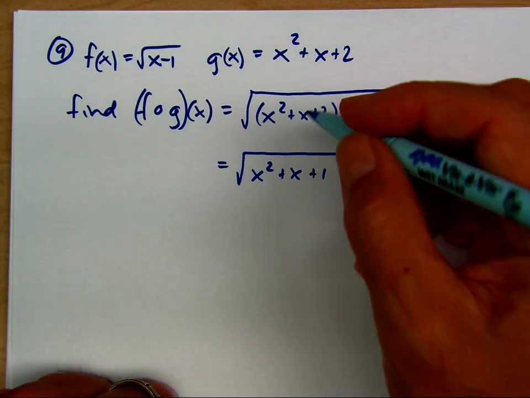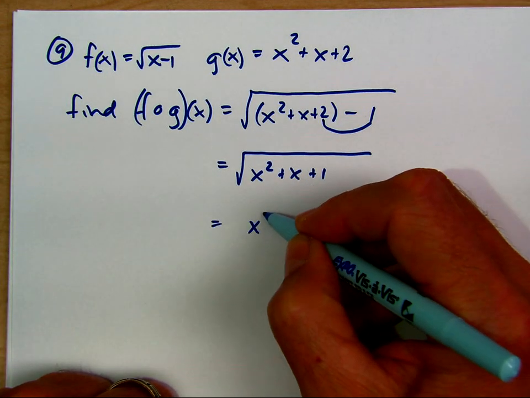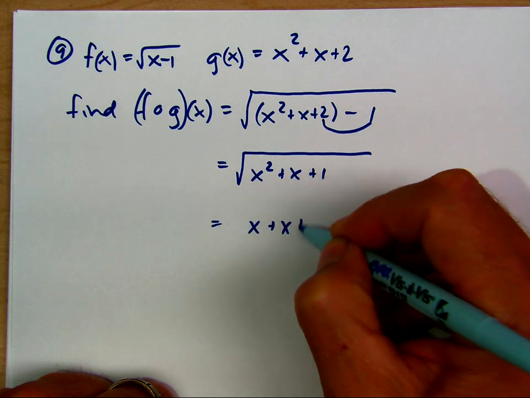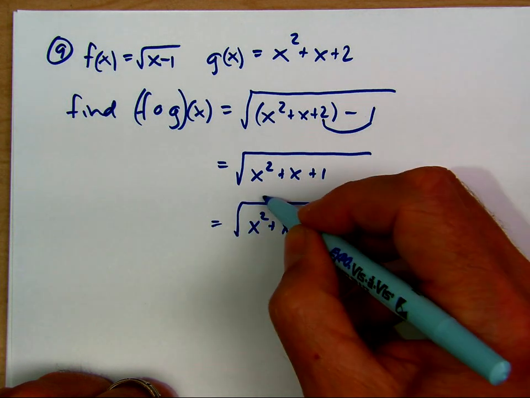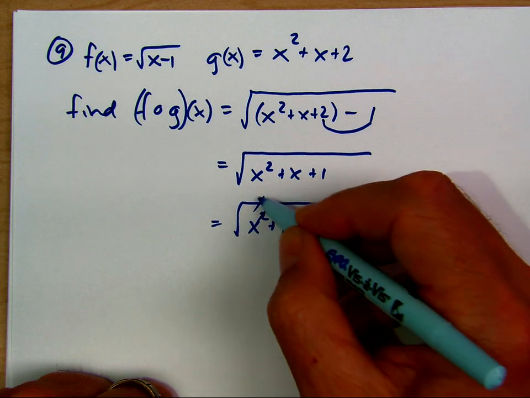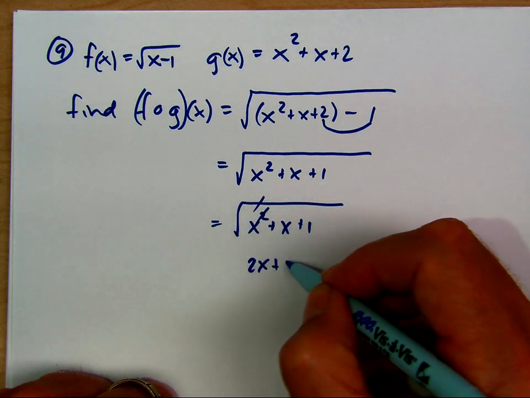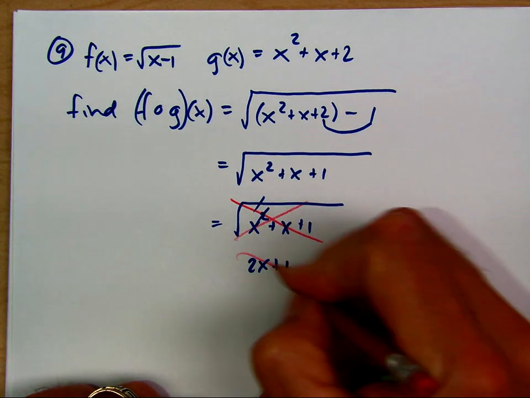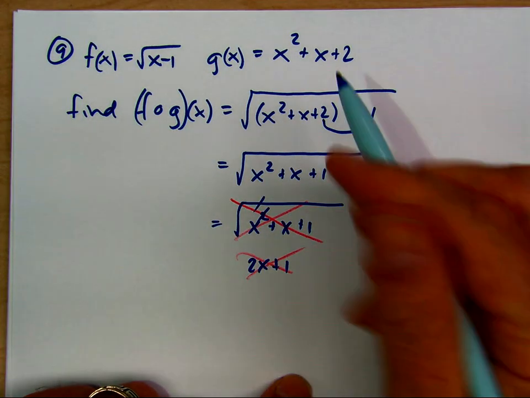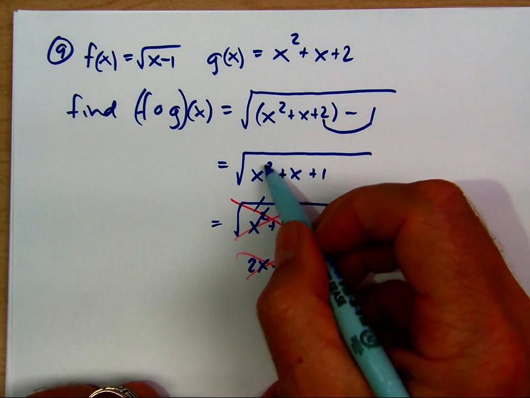we can't do this. Some people were doing this. Cross out that and cross out that. They cancel, and then they would say maybe it's 2x plus 1. That can't happen. We can't do that because of these plus signs. You can't cancel one thing and not cancel the other.